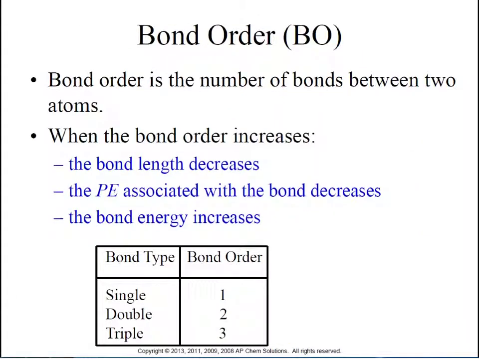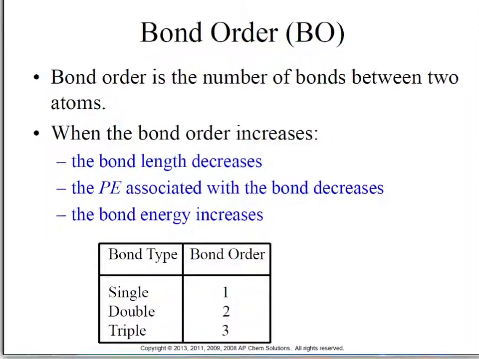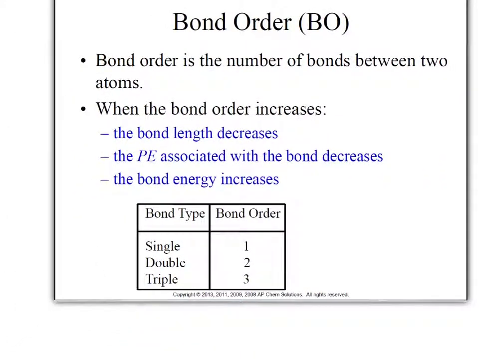Alright, bond order. This is a term that you're going to need to know. So a bond order is just a fancy way of saying the number of bonds. So the bond order is the number of bonds between two particular atoms. So if you have a single bond, what do you know? The bond order is 1. If you have a triple bond, hey, it's 3.